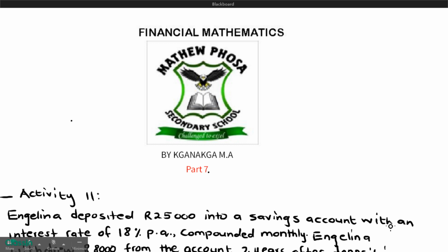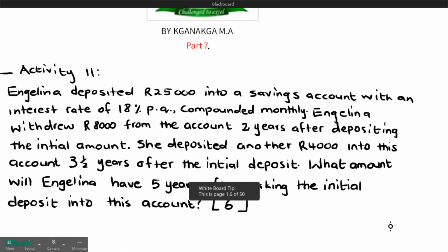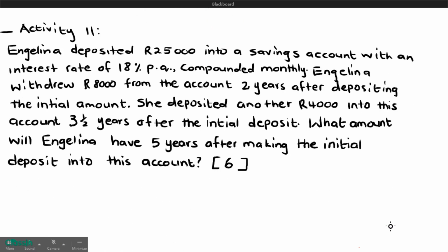If you check from the first activity until now, we are increasing the difficulty of the questions. We have activity number 11, and I want us to take note: 3 marks, then 4 marks, and now we are on questions that range up to 6 marks. The scope so far is still grade 11 work.